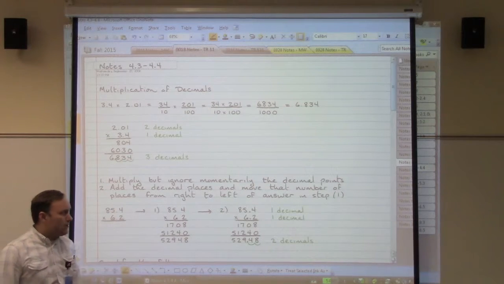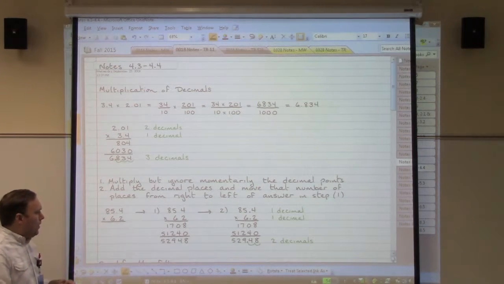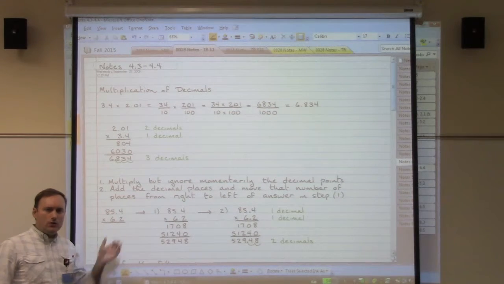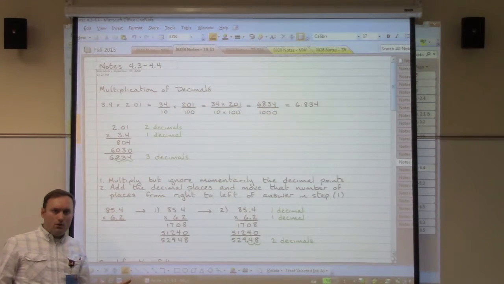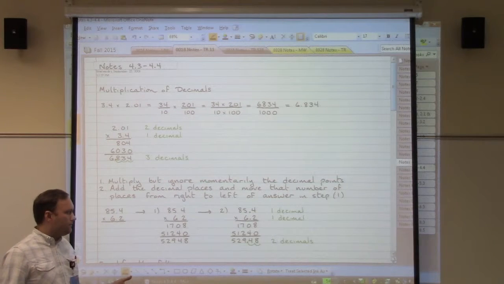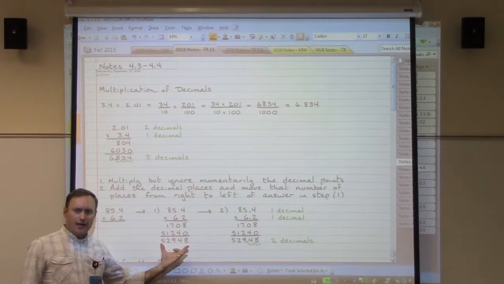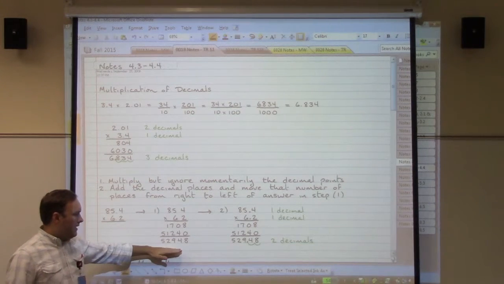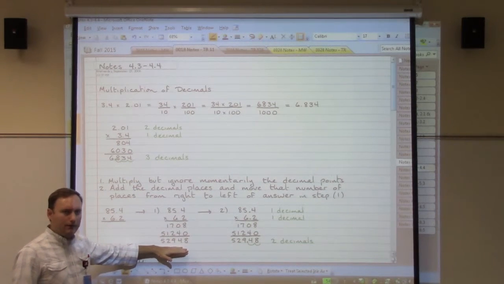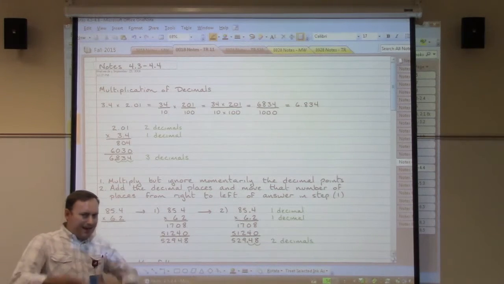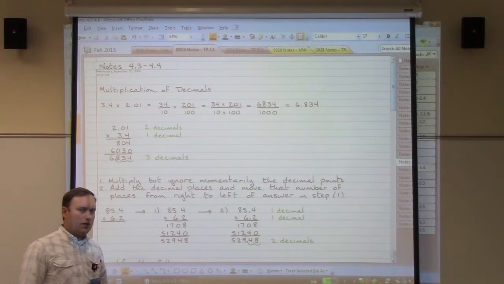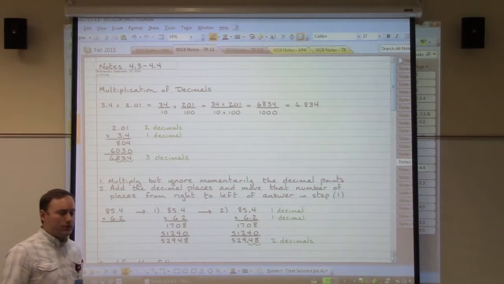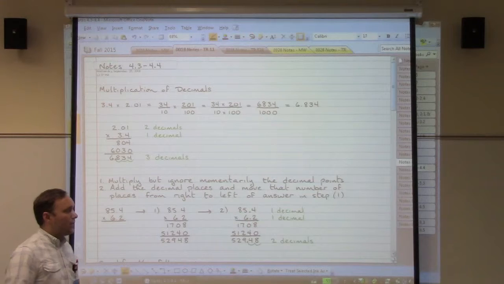So again, to emphasize what we're doing here, we're going to take the 85.4 times the 6.2. We're going to start as though the decimal points weren't even there. So a version of that, decimal points not present. We'll work through all those calculations and end up with 52948. But we did have decimals in our original numbers, and so our answer in this example is also going to have a decimal point somewhere in there.